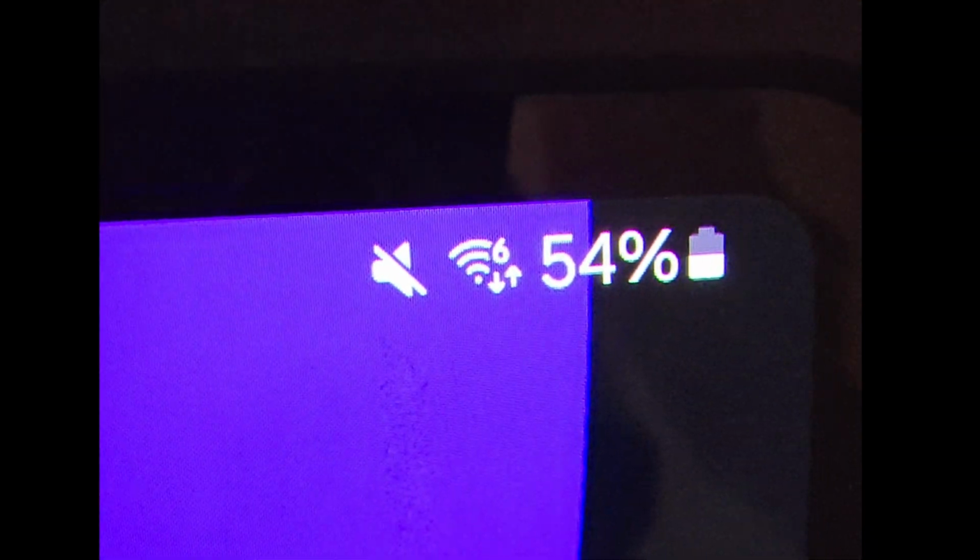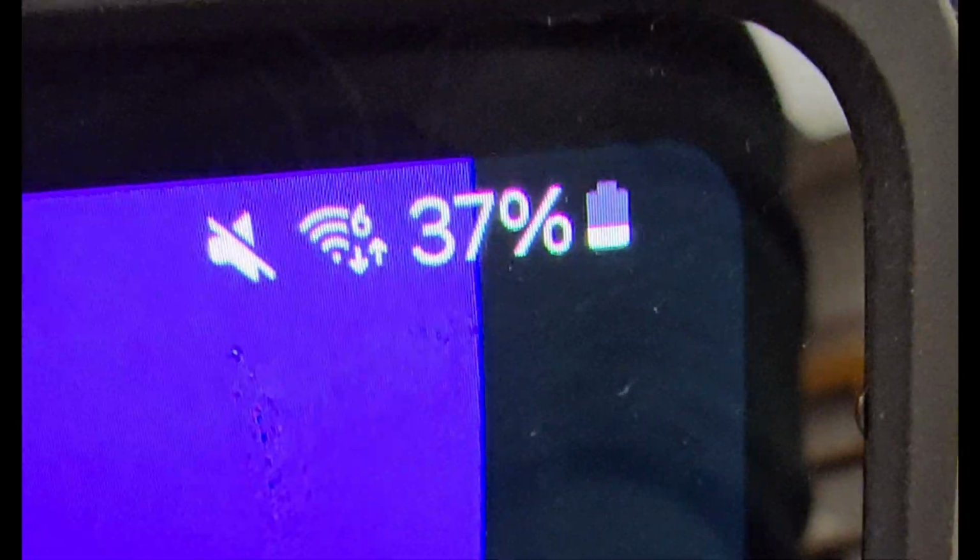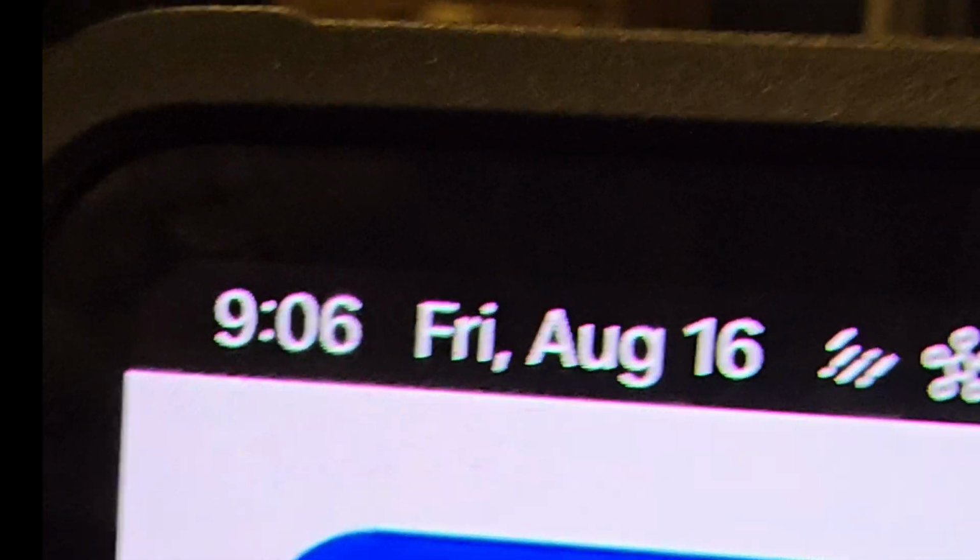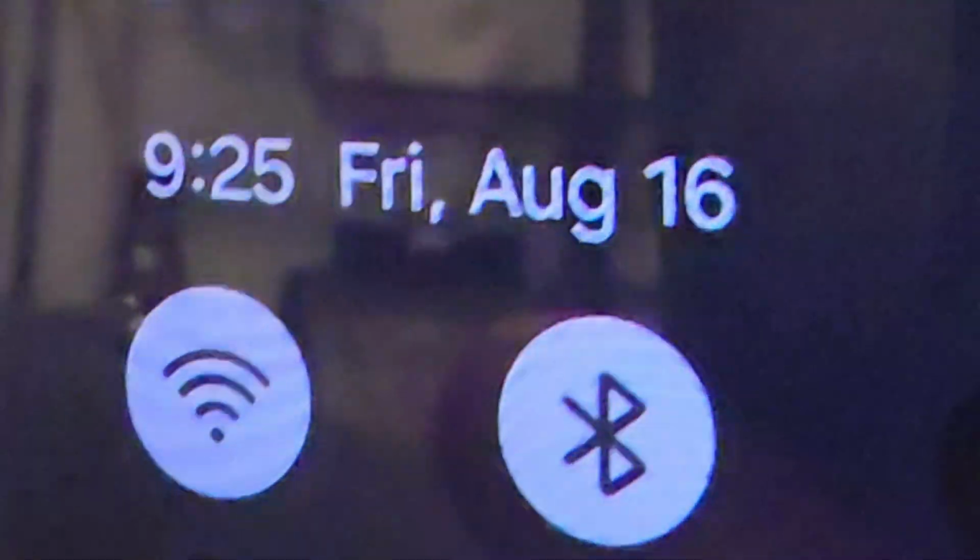I just decided to use it throughout my day and see how the battery would degrade as time went on. And so far it was lasting multiple days. I was just using the tablet as I would a normal tablet, just taking it throughout my day, using it to watch videos or do work for productivity.